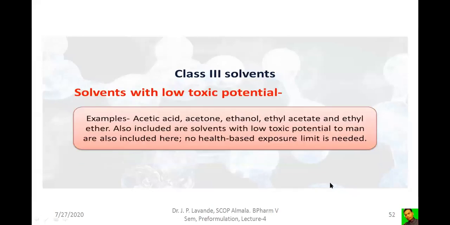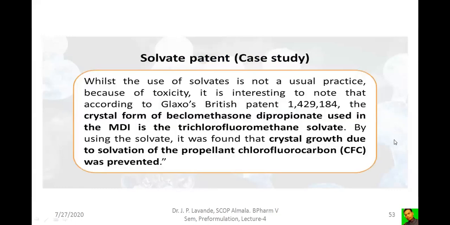The class 3 solvents are the solvents with low toxic potential, and these are very highly used. The examples are acetic acid, acetone, ethanol, ethyl acetate, and ethyl ether. Also included here are the solvents with low toxic potential to man. No health-based exposure limit is needed. So their exposure may not lead to any kind of hazard to human beings.